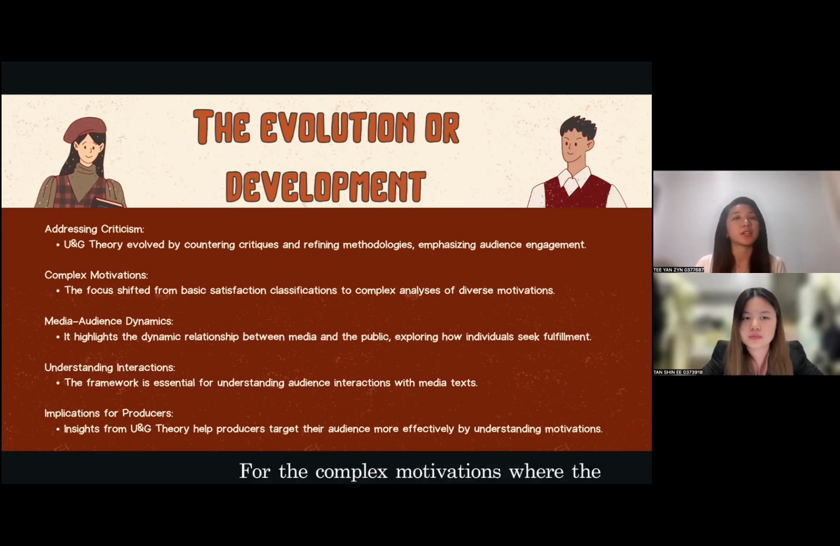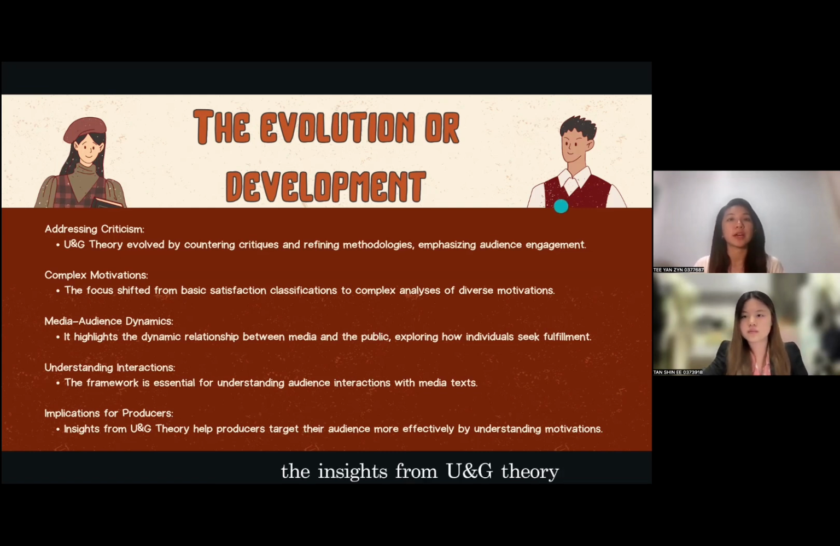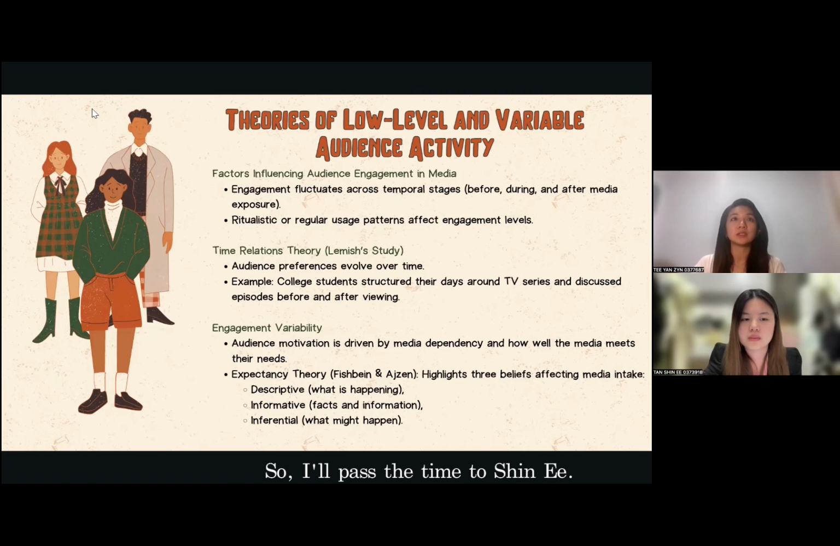For the complex motivations, the focus shifted from basic satisfaction classifications to complex analysis of diverse motivations. Next will be the media audience dynamics, which highlights the dynamic relation between media and the public, exploring how individuals seek fulfillment. Following up is the understanding of interaction, where the framework is essential for understanding audience interaction with media text. As for implications for producers, the insights from UNG theory help producers target their audience more effectively by understanding motivations. So I'll pass the time to Xin Yi.